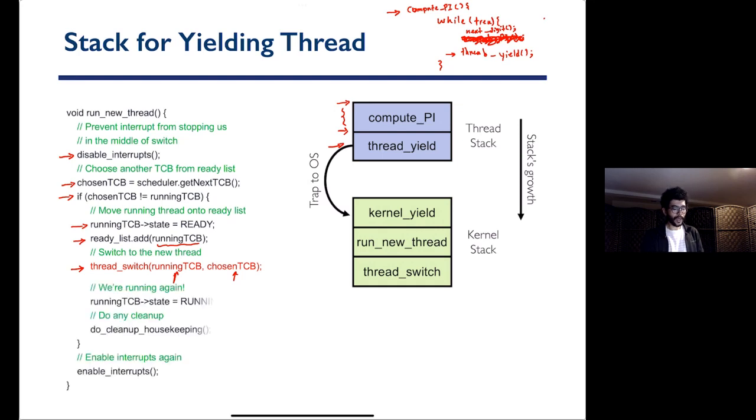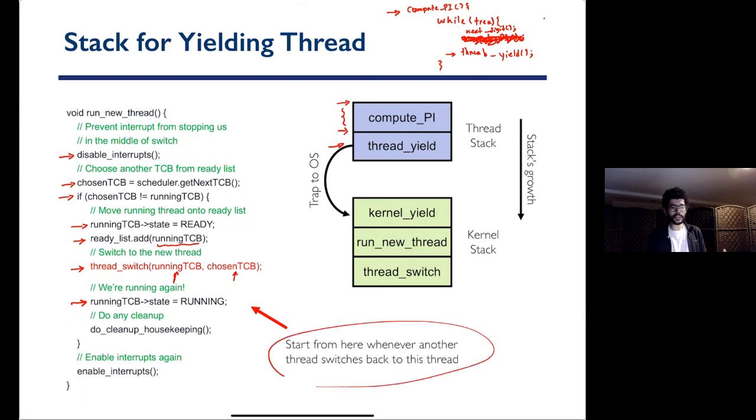So when we come back, this line is going to be executed when we context switch back to this thread. This is an important point. We're not going to immediately come back to this line. We're going to come back to this line later on when we context switch back to this thread. And when that happens, we just change the state back to running, because now we're running again. We might do some housekeeping. We enable interrupts and go back.